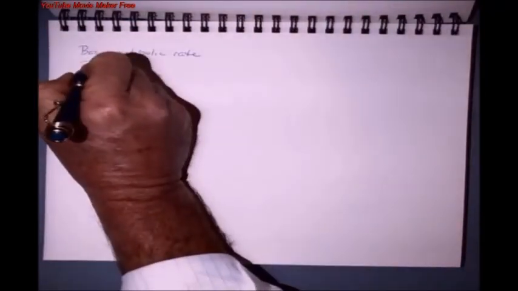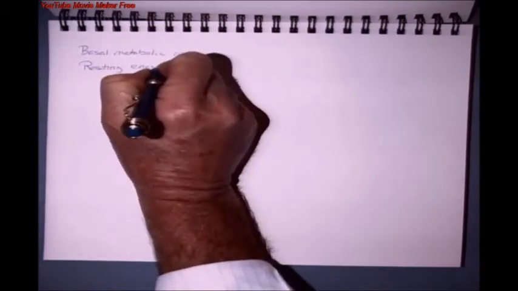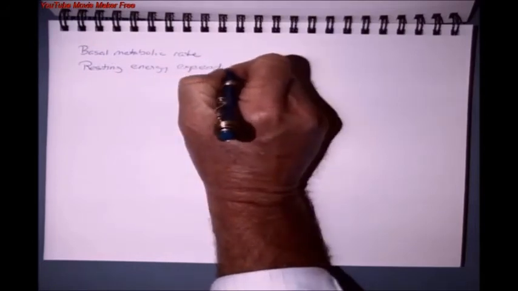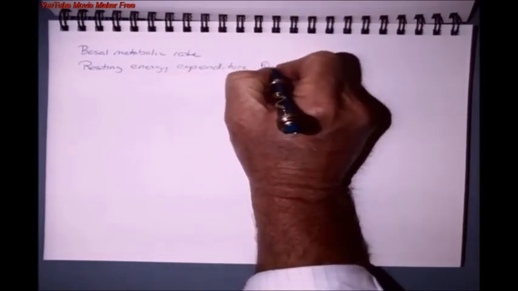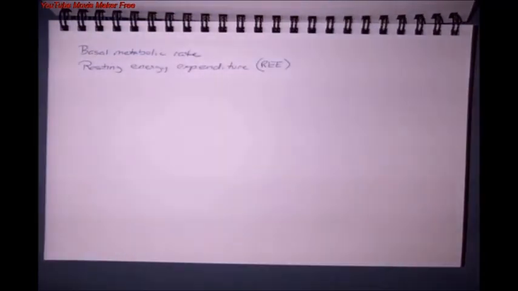Basal metabolic rate. The basal metabolic rate is something that we all fight as we get older. The better name for this is the resting energy expenditure, abbreviated REE. So here's what this is, and here's how it's measured. It's really kind of cool.